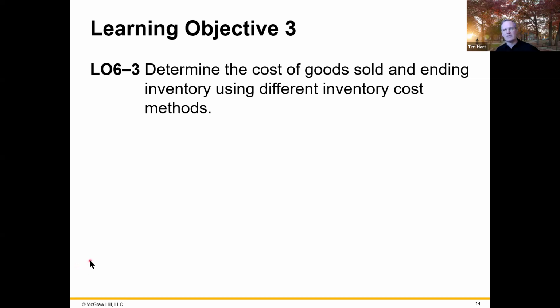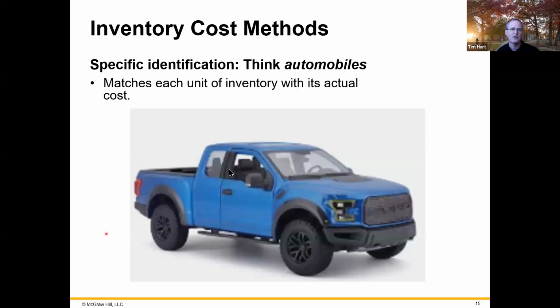Okay, so determining cost of goods sold and inventory using different inventory costing methods. So we get that each company is reporting inventory in different ways. So we're going to look at appropriate ways to account for and recognize the cost of goods sold depending on the cost of the inventory. So there's 4 ways we're going to look at. One is specific identification.